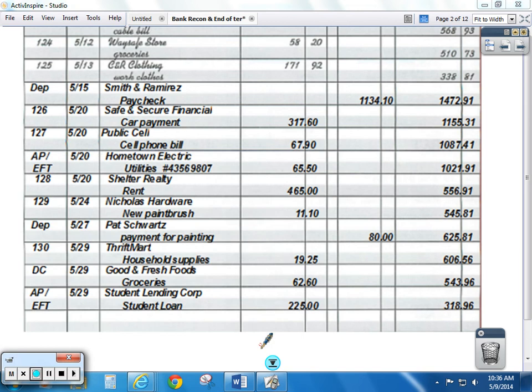How to reconcile a bank statement. First of all, we need our check register. This is our check register. In fact, I'm going to write it up here so that we call it using the proper terminology.